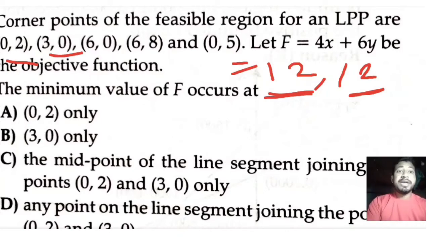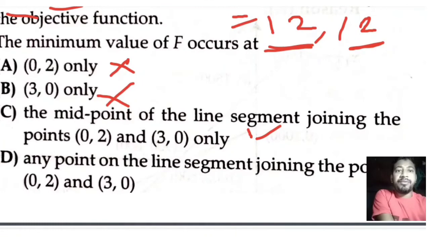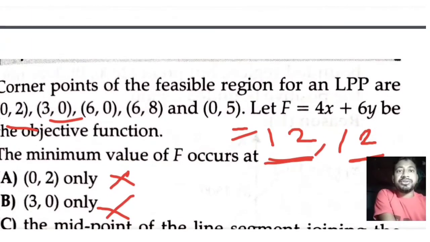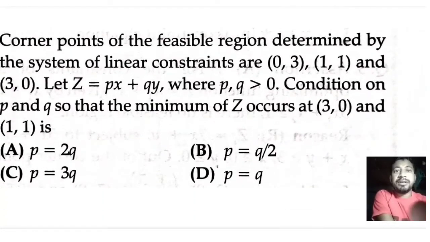Now we have to check the options. Option A, (0, 2) only, no. Option B, (3, 0) only, no. Option C, the midpoint, no. Option D, any point on the line segment joining the points (0, 2) and (3, 0). This is the correct answer. Now go to question number 12.